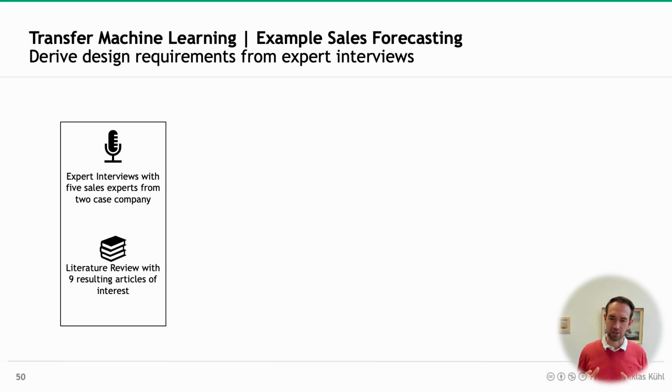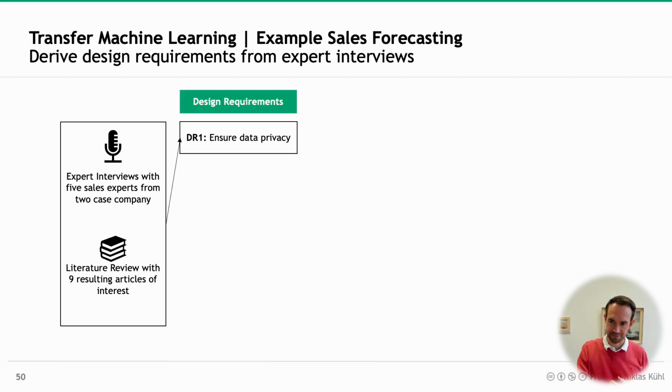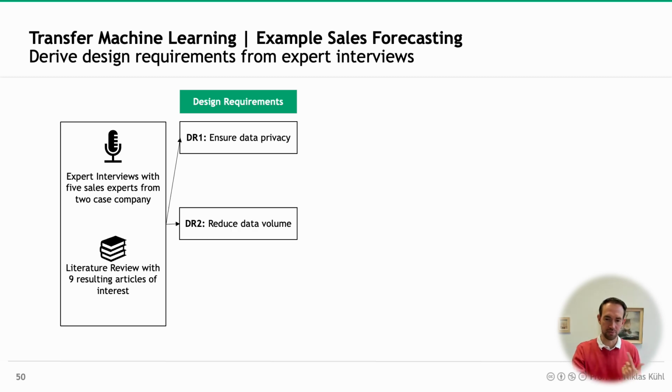So that's where you try to design artifacts that are meaningful to the space where you develop and implement them. And you look for precise requirements here, so-called design requirements. First design requirement here was we want to ensure data privacy. That was really, really important to our interview partners. The fact that data cannot leave the company, cannot leave certain branches of our company, first thing. Second, we want to reduce the data volume that's being transferred.